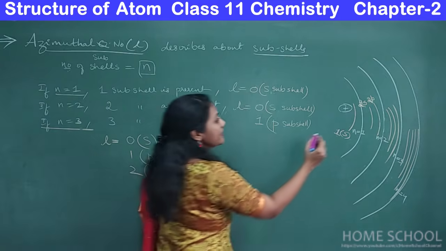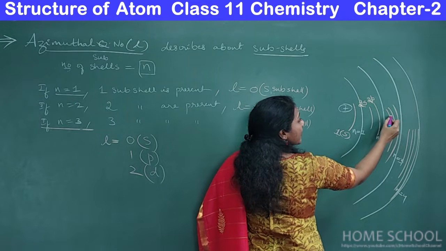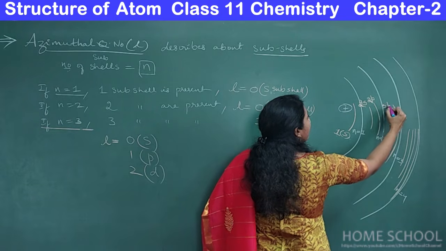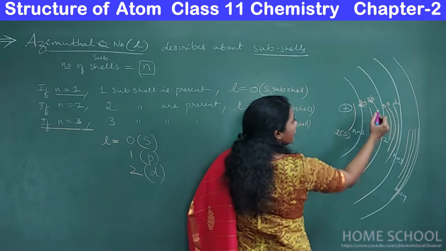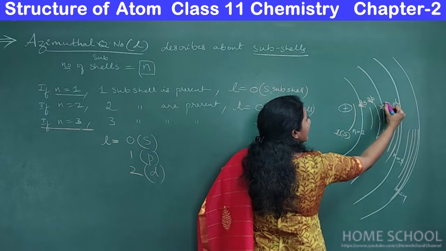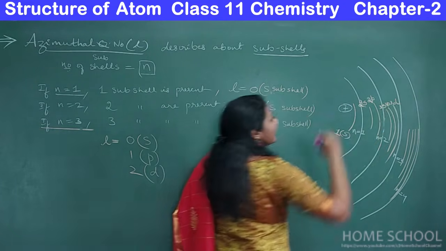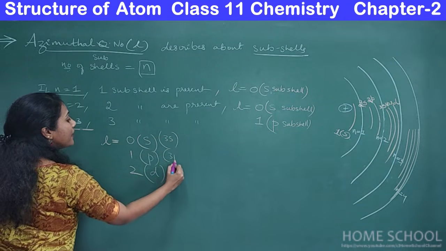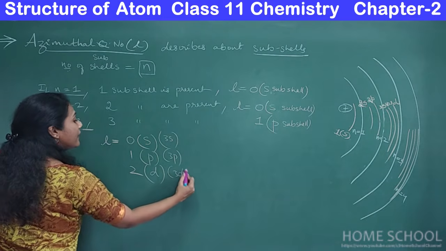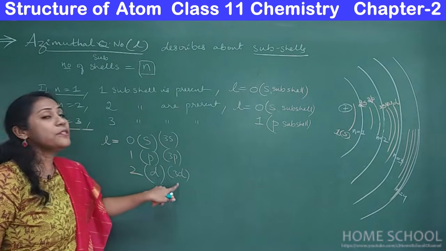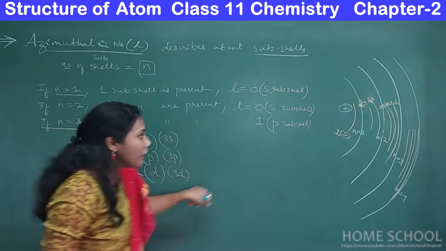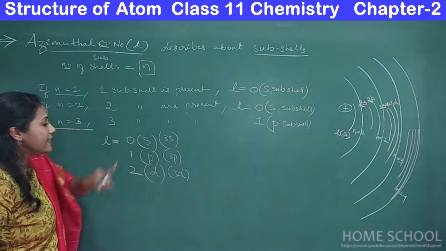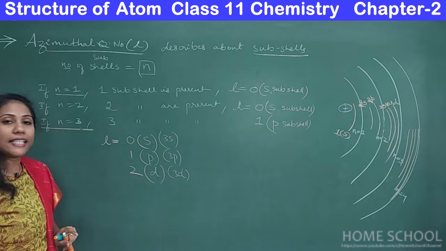So in the third main shell, we have three subshells now. What are their names? s, p and d, which are 3s, 3p and 3d. So they are 3s, 3p and 3d. These are the names of the districts which are present in a third state. So the 3s subshell, the 3p subshell and the 3d subshell.